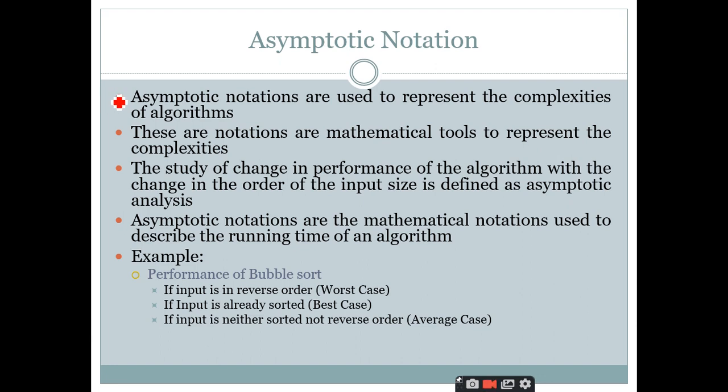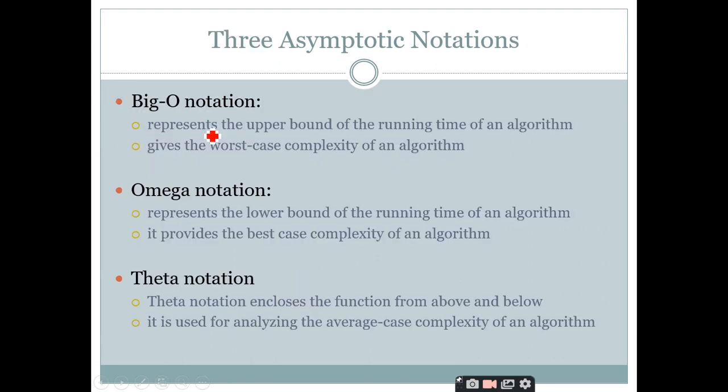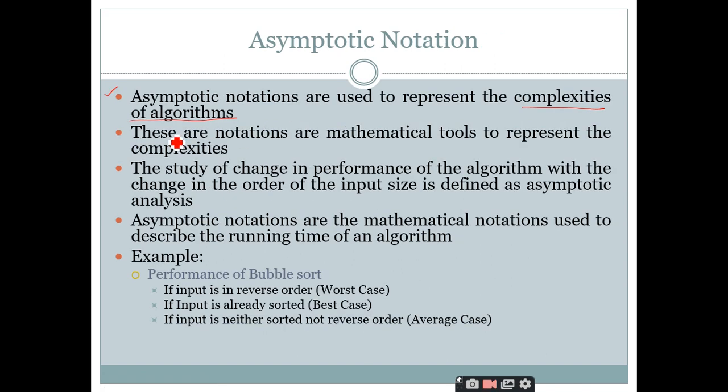So, a simple thing, let us just go through this slide. Asymptotic notations are used to represent the complexity of algorithms. This point we are very much familiar with, and these notations are called mathematical tools to represent the complexities. As I told you, asymptotic behavior is a term taken from mathematics only, right? So these are notations or mathematical tools used to represent the complexities. The study of change in performance of the algorithm with the change in order of input size is defined as asymptotic analysis. So here is the actual definition of asymptotic analysis.